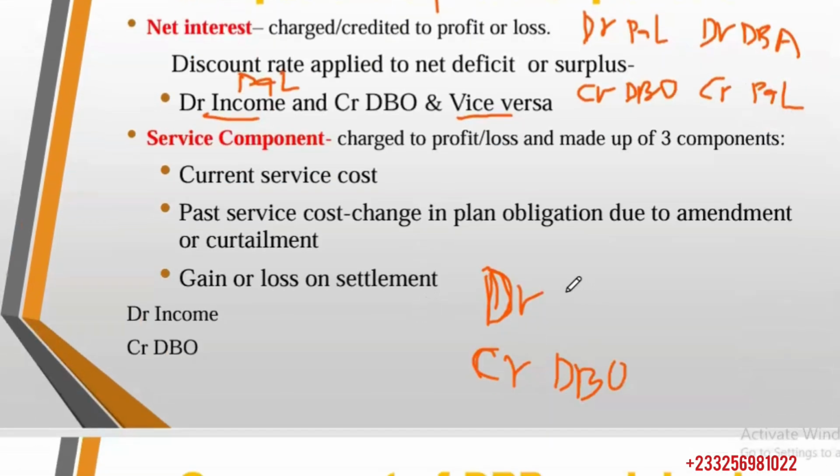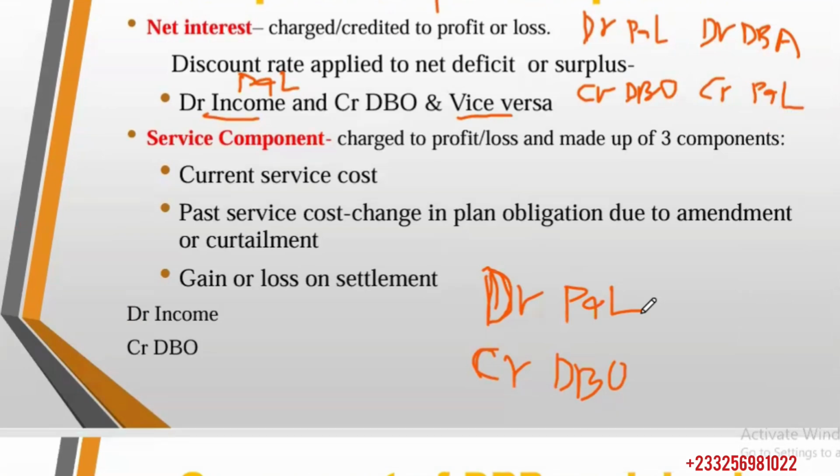And we said we'll treat it in the P&L. So we'll debit P&L. Remember that we took the service cost to P&L when we were doing the extract. So we take it to P&L as an expense. So you debit P&L and you credit your defined benefit obligation. So basically that's it.